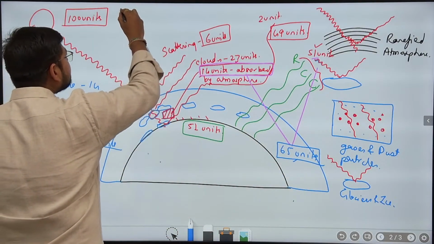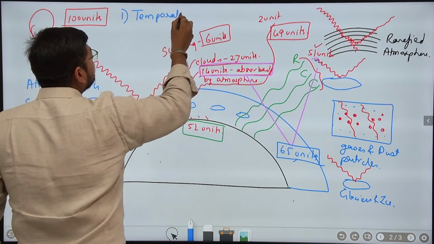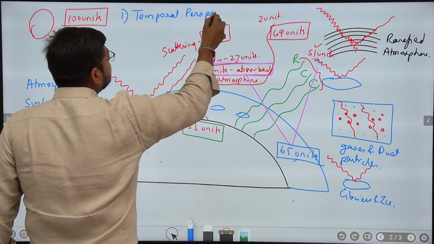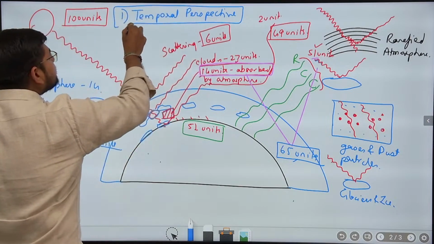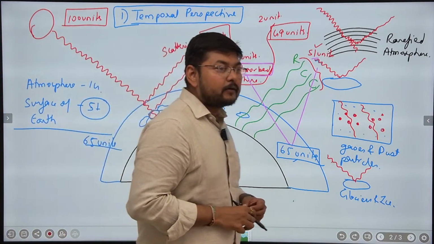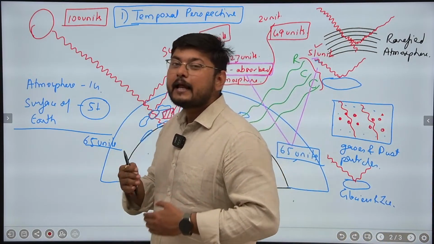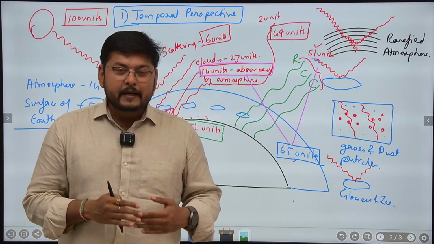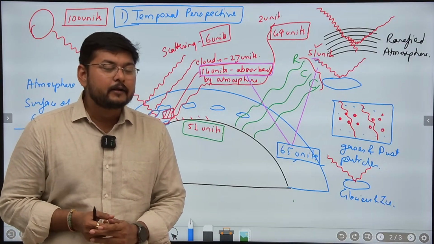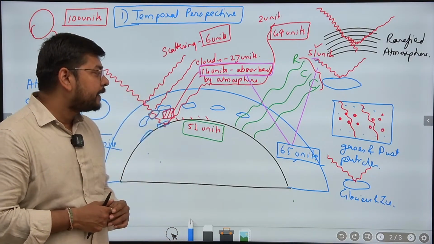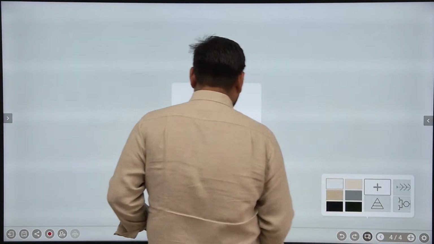So we see this as part of the temporal perspective also. Okay, this is an important part which we see as a temporal perspective. Like over 1 year, over 10 years, over millions of years, this phenomenon is taking place continuously like this only. So this is the temporal perspective which we see for the heat budget of Earth. But is this the only part? No. There is another part which we also call the spatial perspective. That is the phenomenon which is taking place over space.